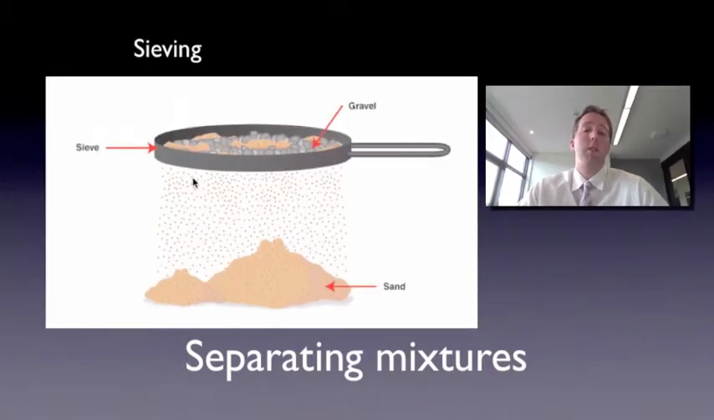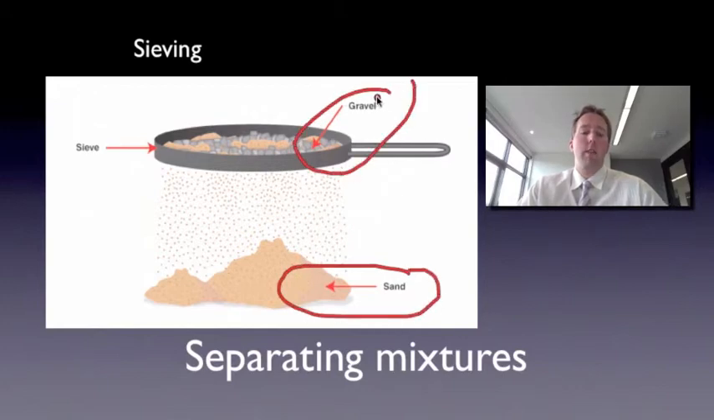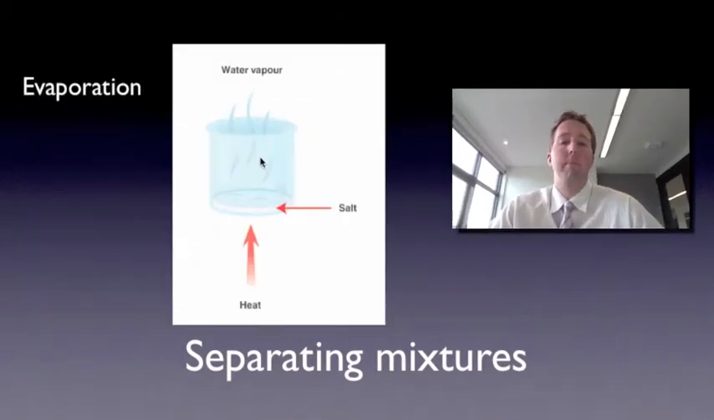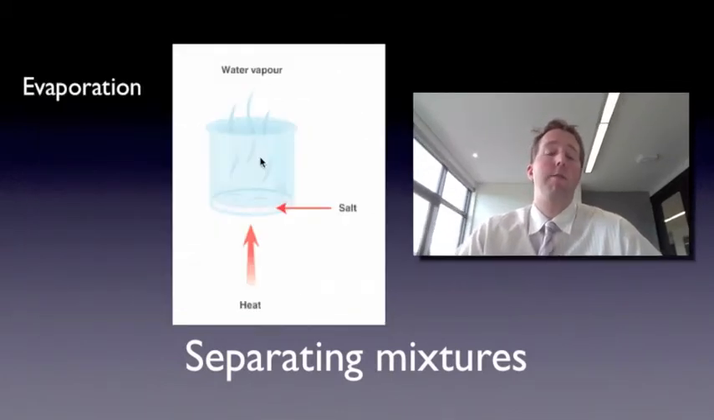Another way to separate mixtures is something called sieving. It's fairly similar to filtration, but you can do it with two solids. So here I've got some sand and I've got some gravel. So gravel is big, sand is small, and this sieve, this thing here, has got holes in it which are big enough to allow the sand to go through. Sand goes through here and collects down the bottom, but the gravel is too big to go through. So after I've sieved it, the sand's at the bottom and the gravel's at the top, and again I've separated a mixture. Yet another way to separate mixtures is by something called evaporation.